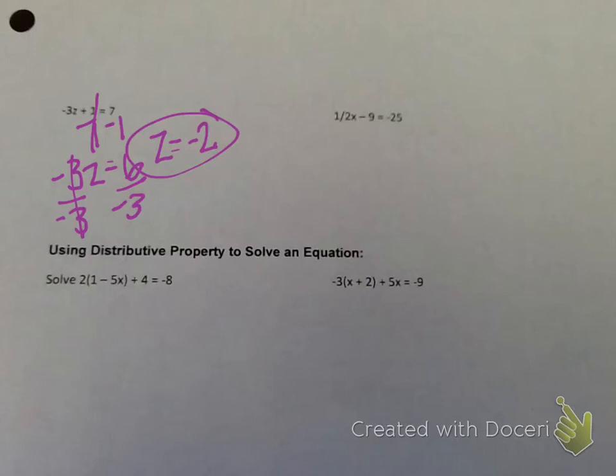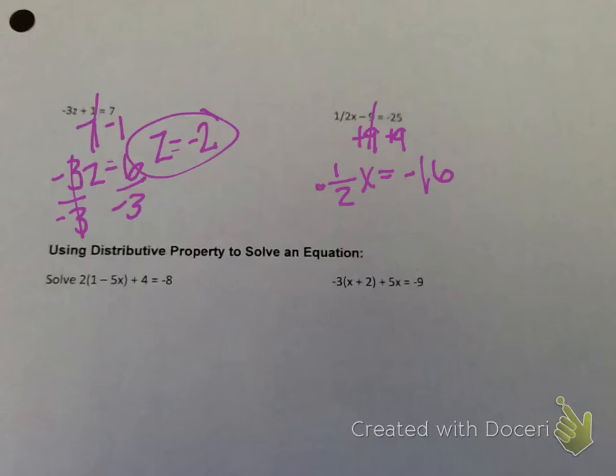And on the next one, again, if I look here, I have nothing to combine. So I'm just going to add 9 to get rid of it. I have 1/2 x equals negative 16. Now, I can either divide by 1/2, or I can multiply by the reciprocal.